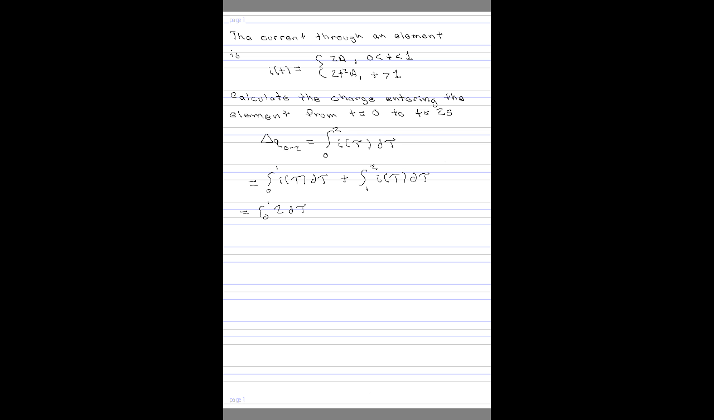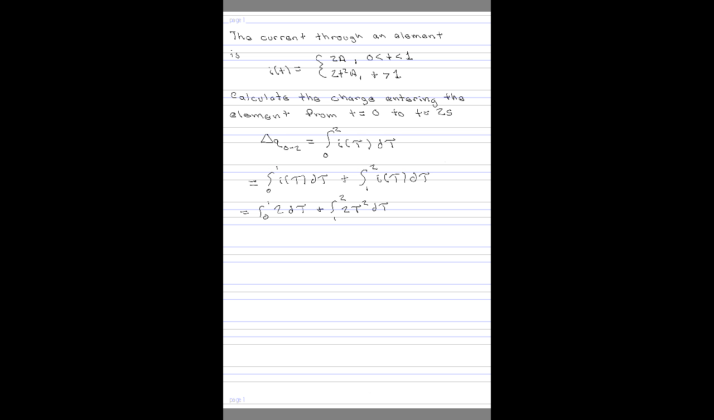That's going to be pretty trivial if you consider it as the area under the curve. It would be a rectangular area with a height of 2 and a width of 1, so that area would be 2 coulombs. The second is going to be a bit more complicated, only because I'm integrating under a parabolic area. Specifically, the function in that interval is represented by 2 tau squared d tau.